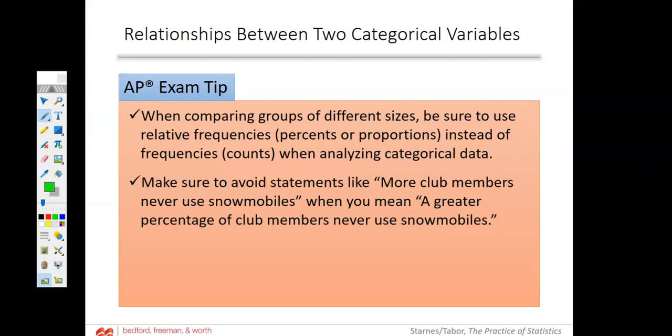Always good to talk about, don't just say the mean of this is greater than this. You want to say more club members. Make sure to avoid statements like that when you mean a greater percentage of club members. So it's talking about percentages there.